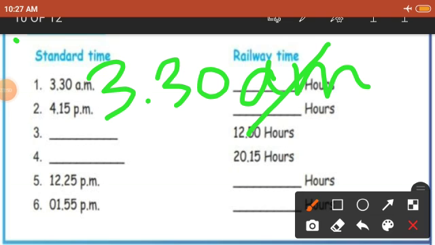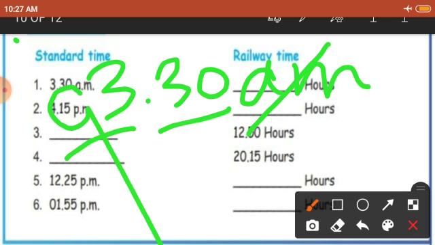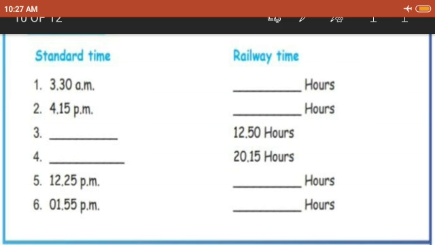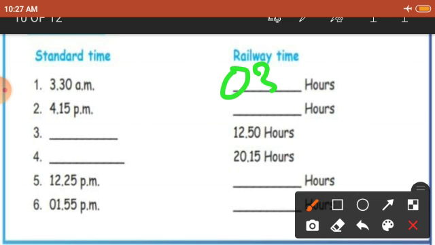Step 2, count all the digits. In the minutes place, that's okay, you have 2 digits. In the hours place, you have only 1 digit, so you have to put a 0 before that digit. Now what you got is 03:30, and this is AM, so no need to change anything. So the answer you will get here is 03:30 hours.